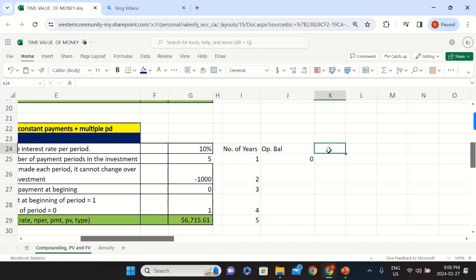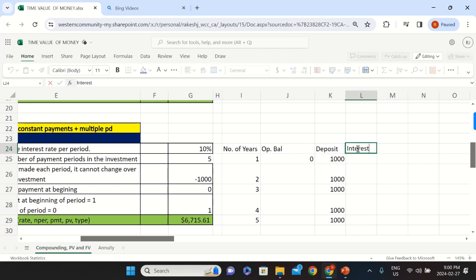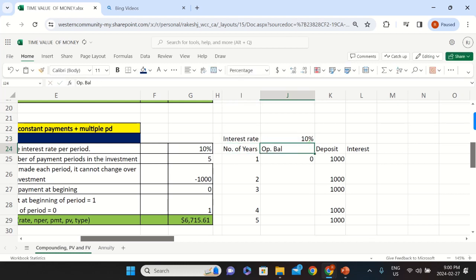Next, we will calculate how much deposit we have made. Let's say $1,000, and that deposit we make every year for the next 5 years. And after the deposit we have interest. So how much is the interest? Let's say the interest rate is 10%, for example. So here I can write interest rate, let's say it's 10%.